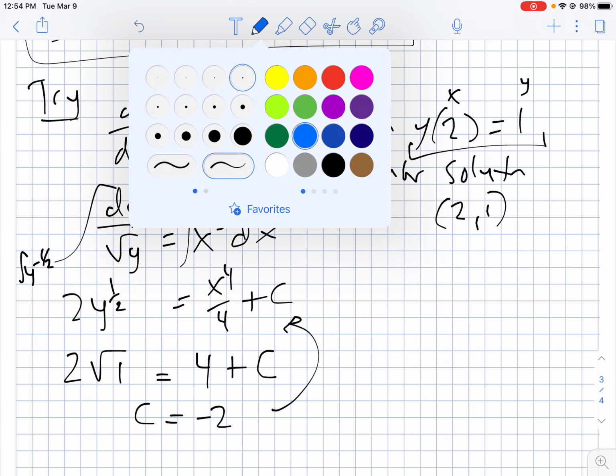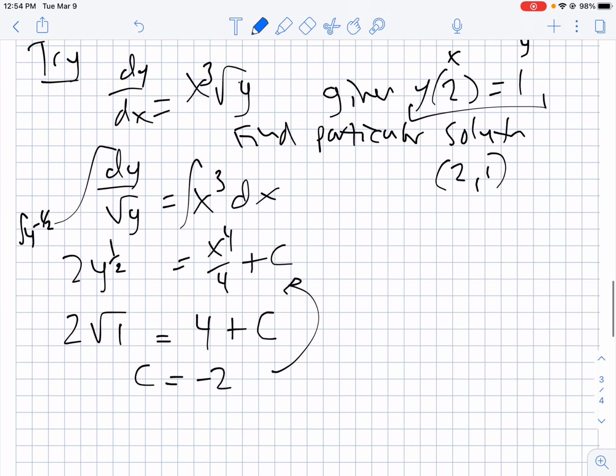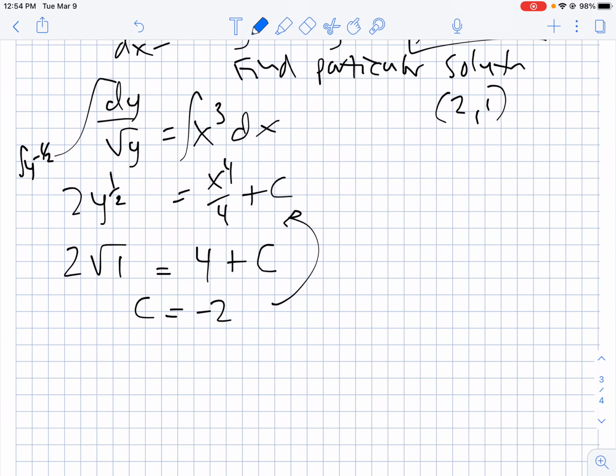Again, your life is just way easier finding the c now than trying to bury it within the square root and kind of unearth that. Much easier just to find c right after you integrate. I will always recommend that.